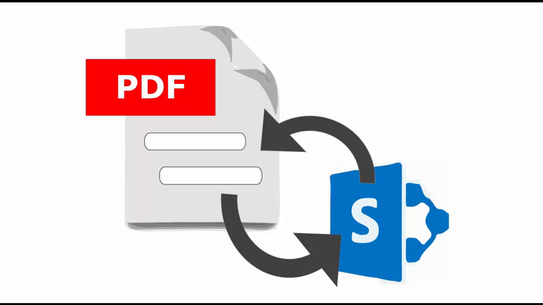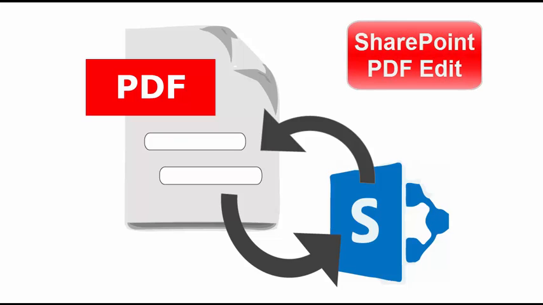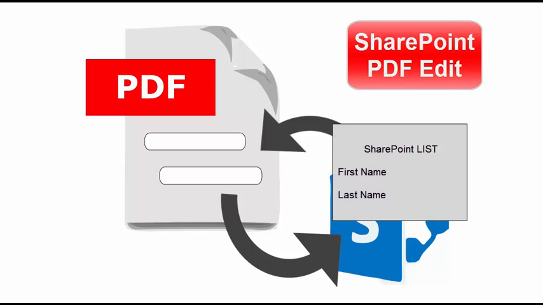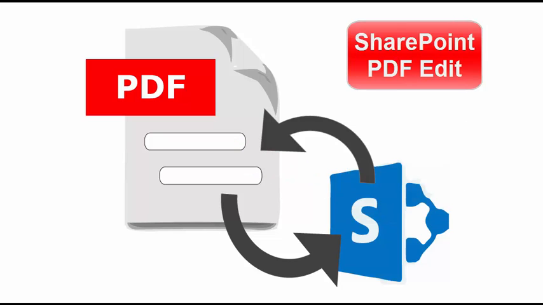To solve this problem, we at FormRouter have created an app that makes this possible. We call the app SharePoint PDF Edit. Basically, this tool solves two problems at once. The app allows you to open, edit, and save PDF forms back to SharePoint. If you have the fields in the form mapped to the fields in your SharePoint list, then the fields in your SharePoint list are also updated to match the fields in the newly edited form. Let's take a look at these tools in action.